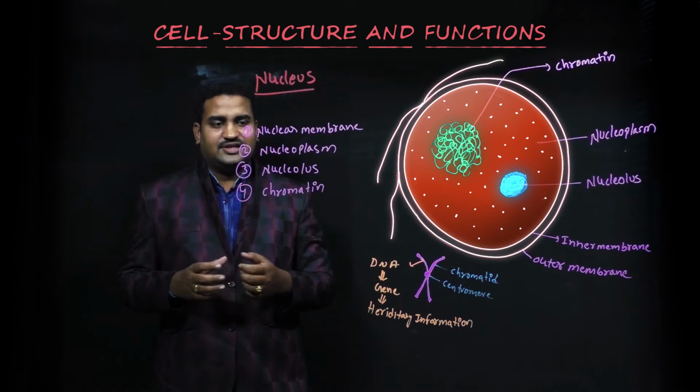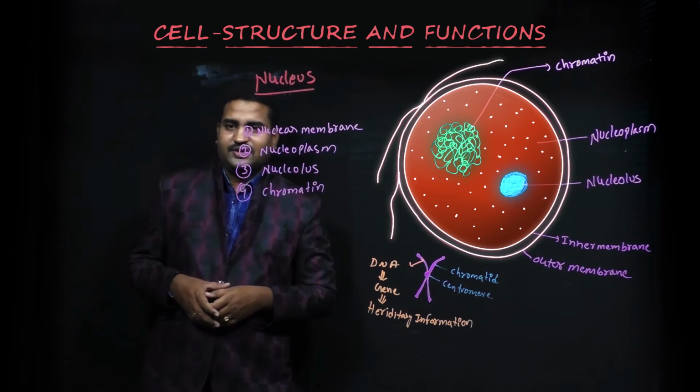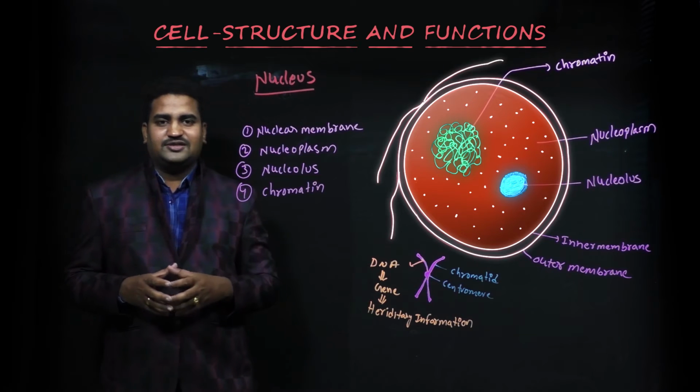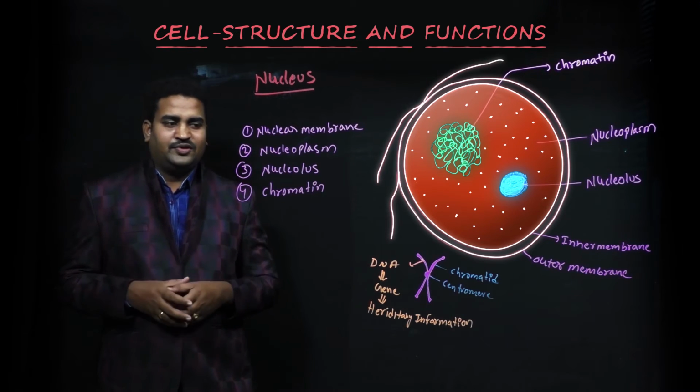Now let us discuss the nucleoplasm. This nucleoplasm is just like cytoplasm in the cell. This nucleoplasm contains nucleolus and chromatin material.